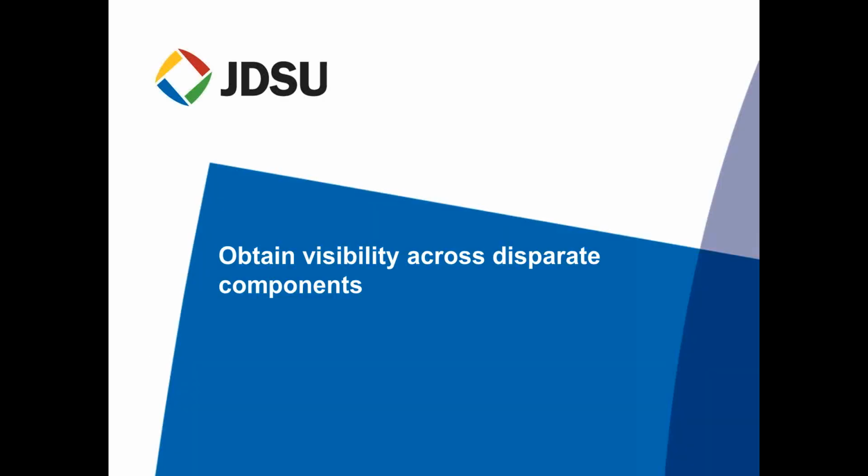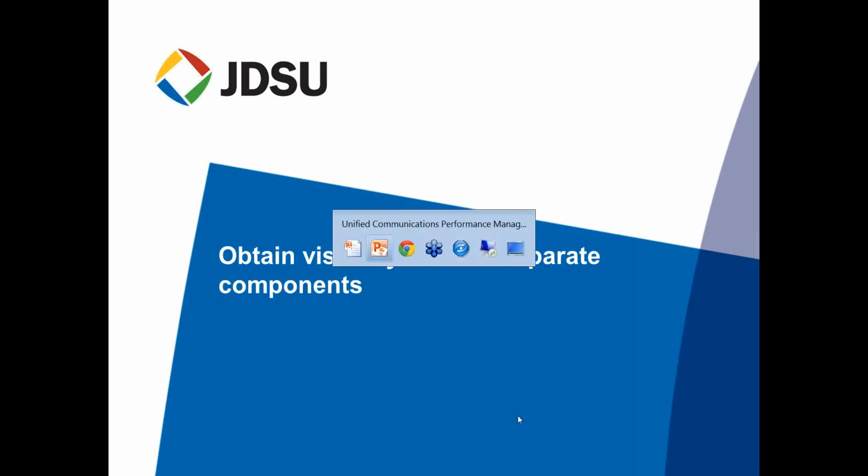So let's get on with this then. Firstly, how do you obtain visibility across disparate components? What we mean here is unified communications. For some people it may just be voice, there may also be video. You could have other elements like instant messaging, or you may integrate this with email in order to do calls via your email client.